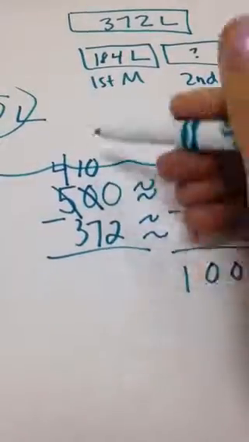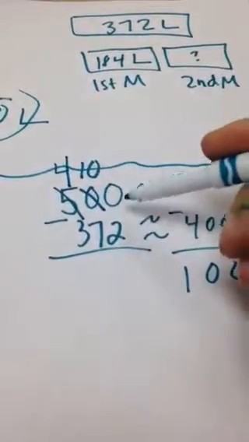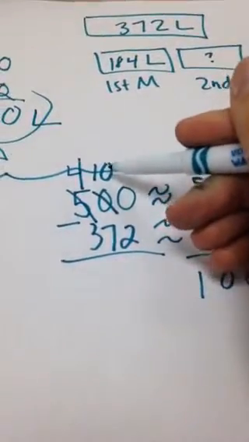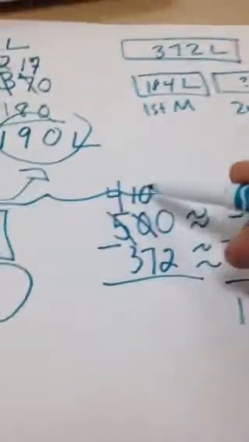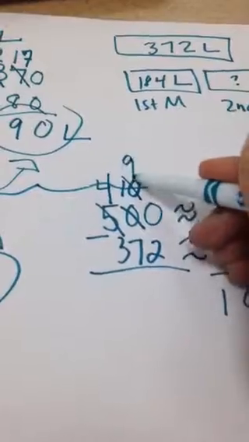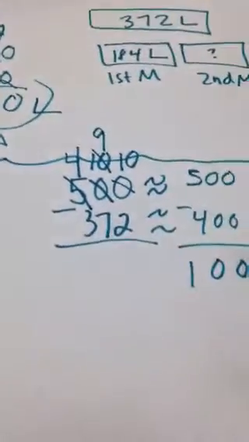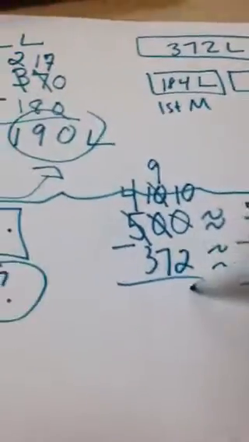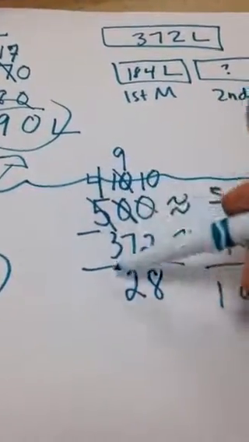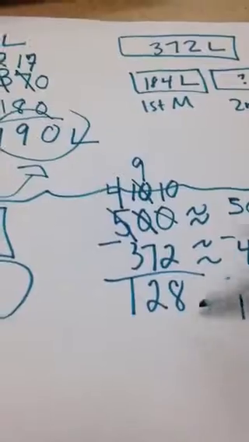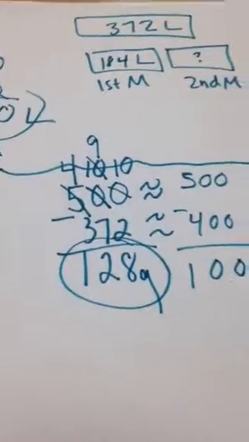Now people are home in the hundreds place. I can borrow from them. Knock, knock, knock, knock. Hello? Hi, can I borrow a 10? Why, certainly. So this becomes a 9, and this becomes a 10. 10 minus 2 is 8. 9 tens minus 7 tens is 2. 400 minus 300 is 100, so we get 128 grams.